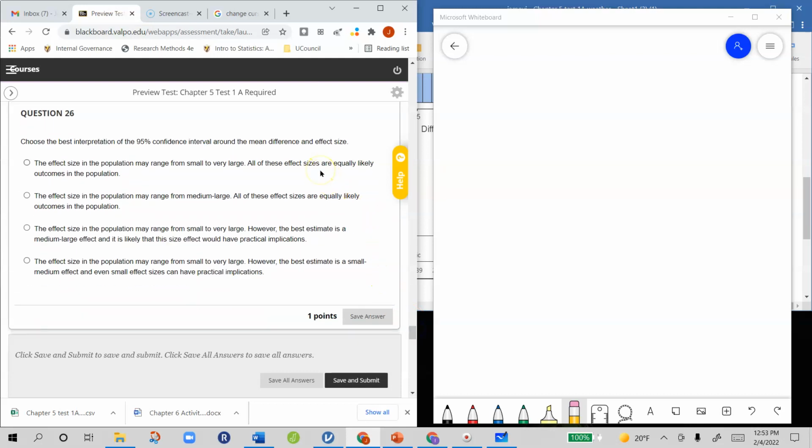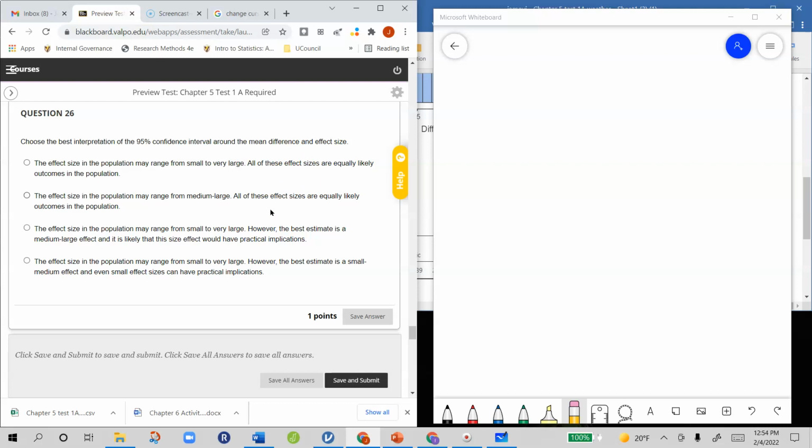All right, so in terms of number 26, we want to choose the best interpretation of the confidence intervals. And so we're saying that our effect size could range from small to very large. Small to very large is correct, but then it says all of these effect sizes are equally likely outcomes in the population. And that's not true. The outcomes closer to the middle, closer to our estimate from the effect sizes that we computed, are more likely. They're more plausible outcomes. Okay? So we're looking for one, and this is not correct.